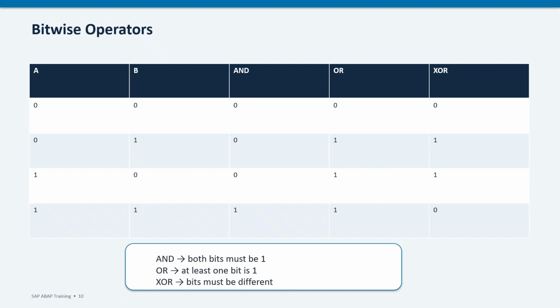But for OR operations, if any of the values is true, for example a is false and b is true, then the OR condition is true and it will execute. This is how bitwise operators work.